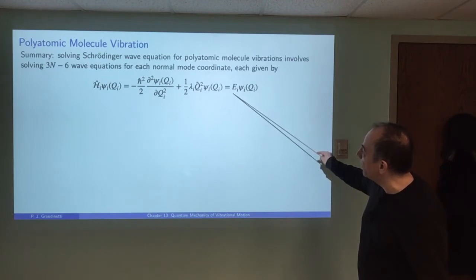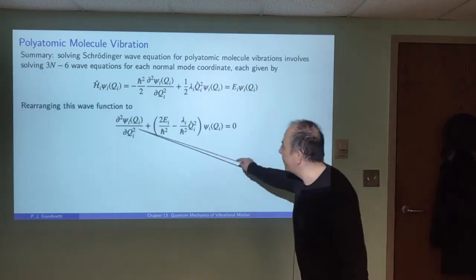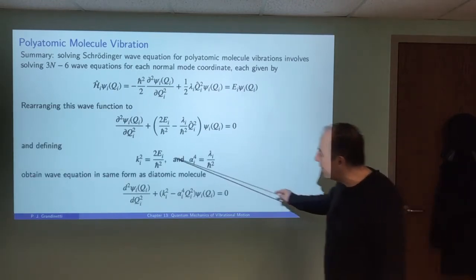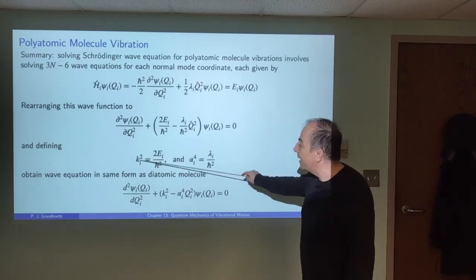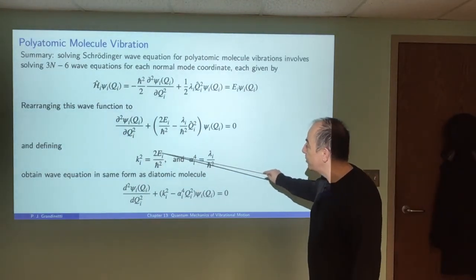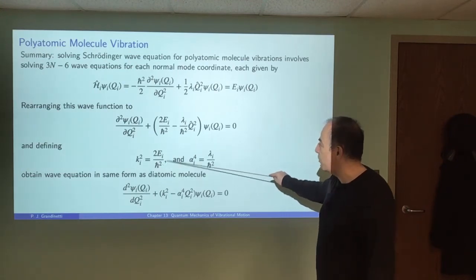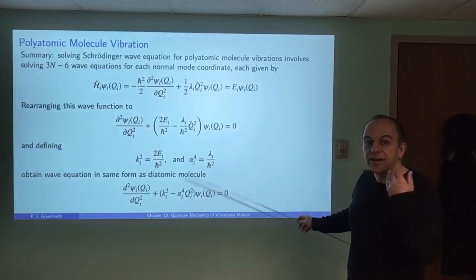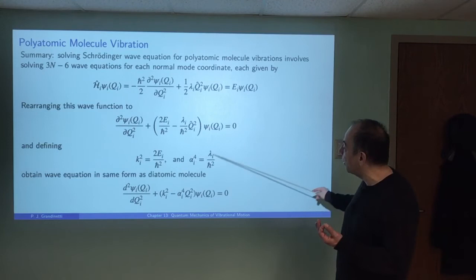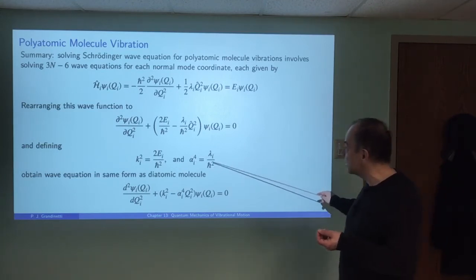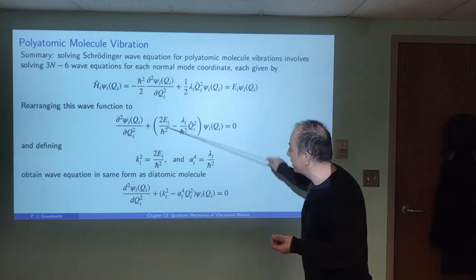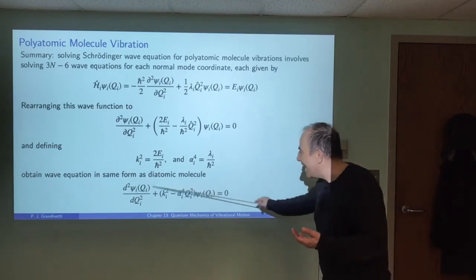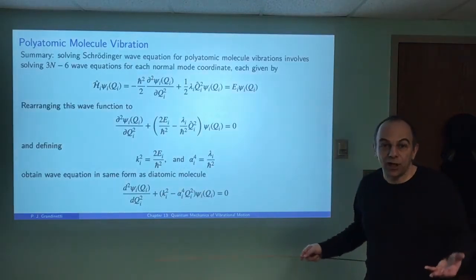But if you look at this, I'm going to do a little rearranging here. I'm going to rearrange it into this form. You can check that you can rearrange it into this form. And then I'm going to define some new terms here. I'm going to define a k_i squared, which is 2E_i over reduced Planck's constant squared. That's this term. And then I'm going to define another, alpha_i. So this is for the ith normal mode, I'm going to define an alpha, which is lambda_i over the reduced Planck's constant squared. And when I plug those definitions into this, I get this wave equation, and that's the same form that we had for the diatomic problem.